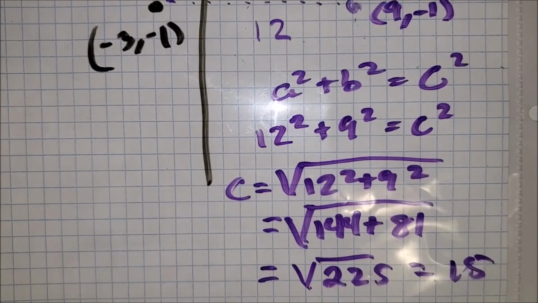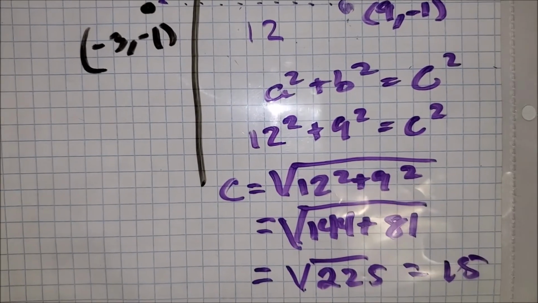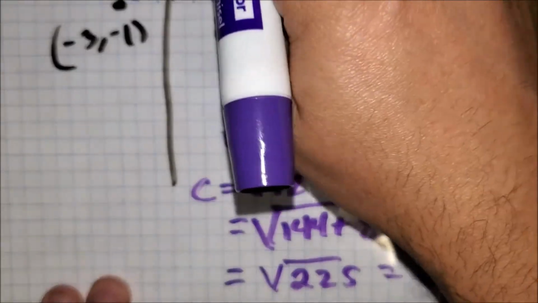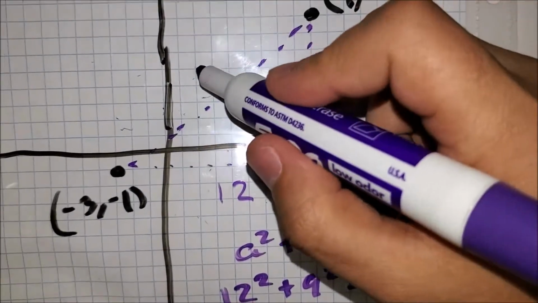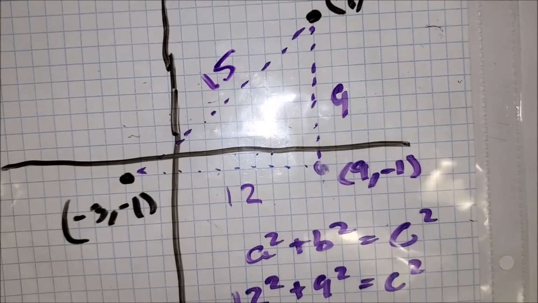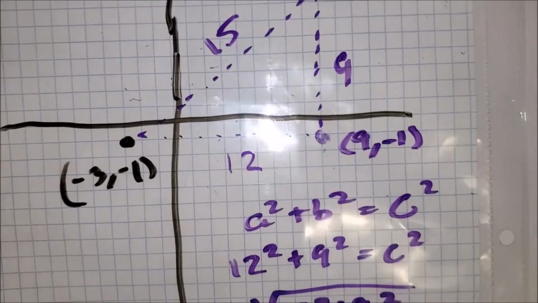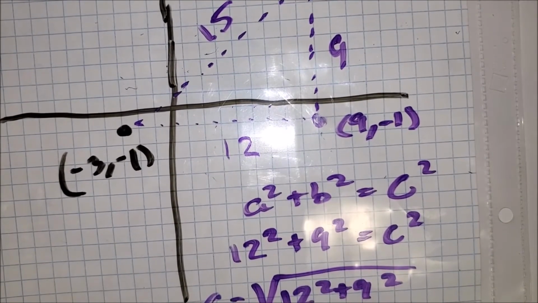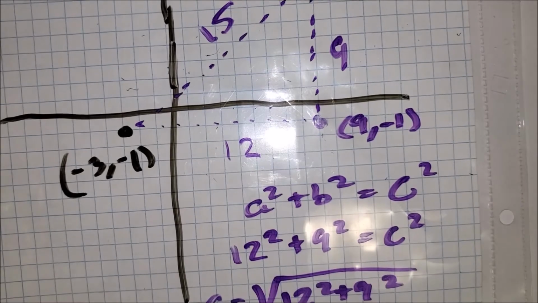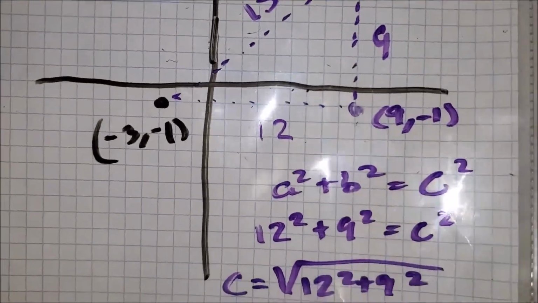So you see here, that means that this distance here is 15. So instead of doing it all long, like what we just did here, there's a shorter way to do this, and this is where the distance formula comes in.